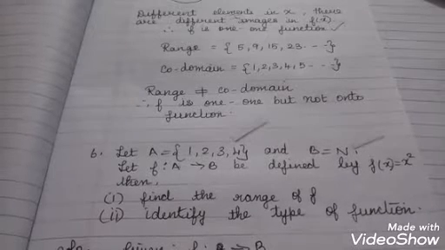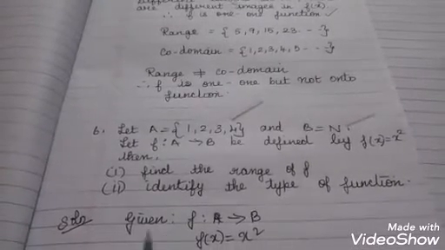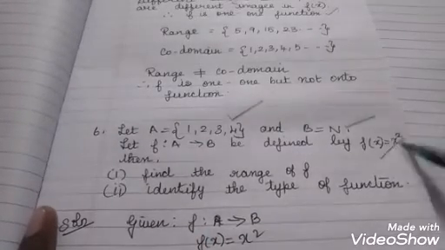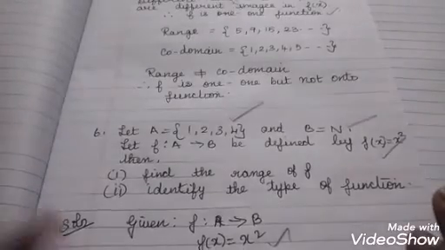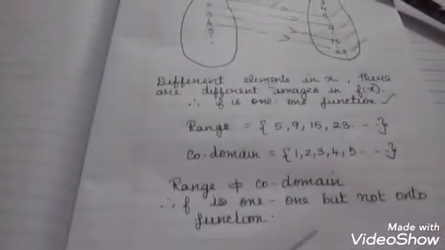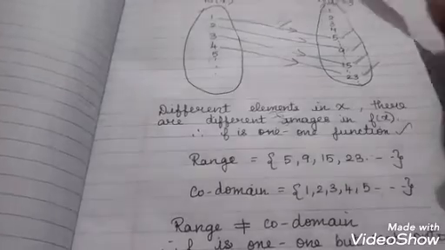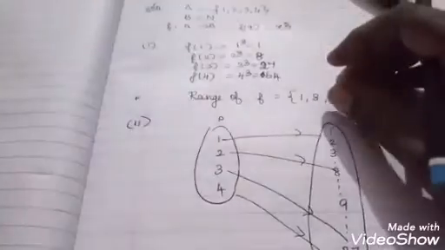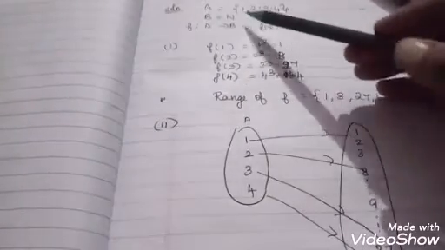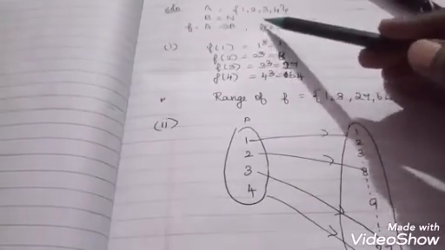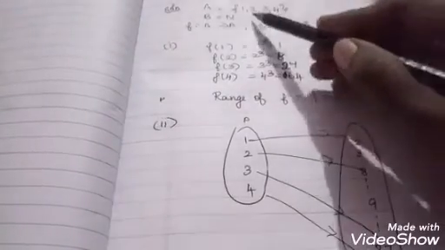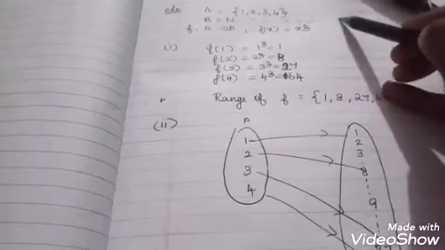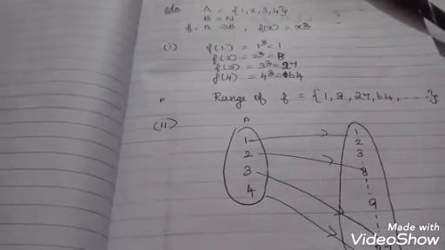Now, I'll just write what is given in the question. Given f from A to B, and f of x is equal to x squared. For all elements in the domain, we just find out what the elements in the codomain are. This is what I'll have to check here. So, we'll start with the solution. A is equal to 1, 2, 3 and 4. B is equal to N, which means 1, 2, 3, 4, etc. It goes on.